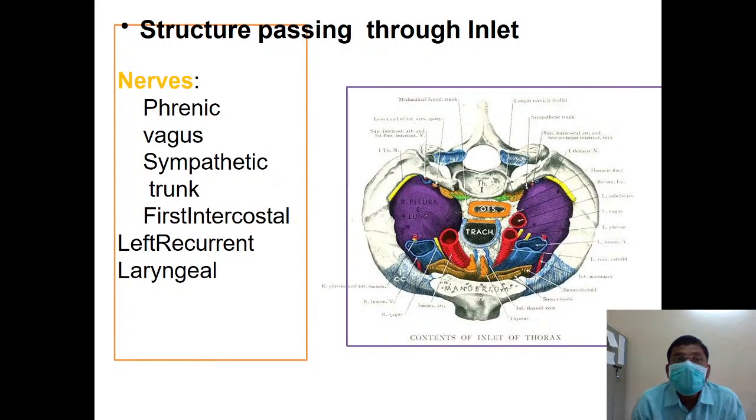And the nerves which pass through the inlet of thorax are the phrenic nerve, the vagus, sympathetic trunk, the first intercostal nerve, and the left recurrent laryngeal nerve. These are all the nerves. Again, I am repeating: the phrenic nerves, vagus nerve, sympathetic trunk, first intercostal nerve, and also the left recurrent laryngeal nerve.